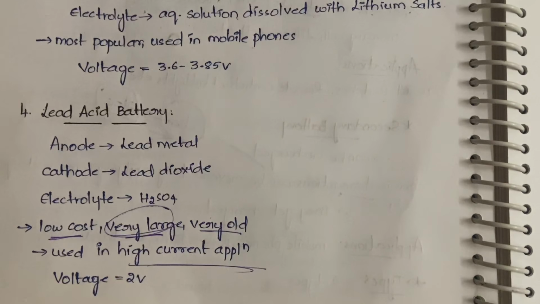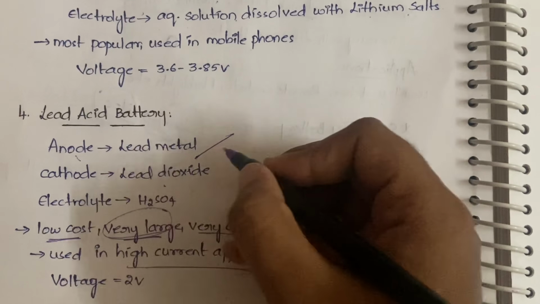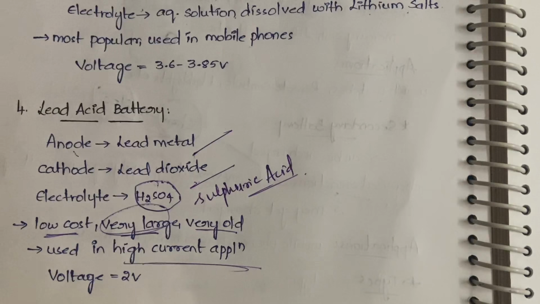So the anode here in lead acid is lead metal, and the cathode is also something which is made up of lead, which is lead dioxide, and the electrolyte is sulfuric acid, lead and an acid. And what is that acid? Sulfuric acid, H2SO4, sulfuric acid, you know, right? Sulfuric acid. Okay, and the voltage is 2 volts. Got it? It is of low cost, it is very large, and it is a very old thing, very old battery.